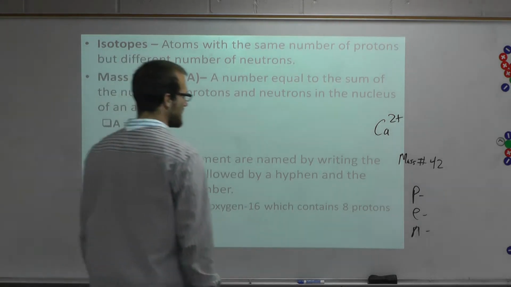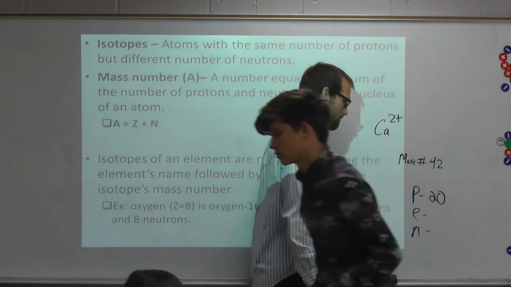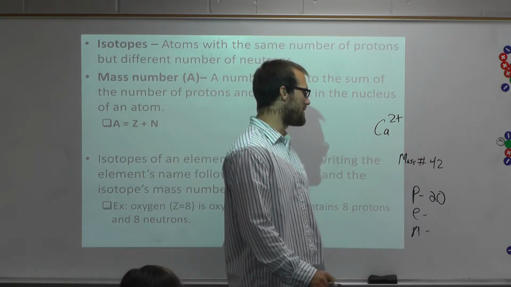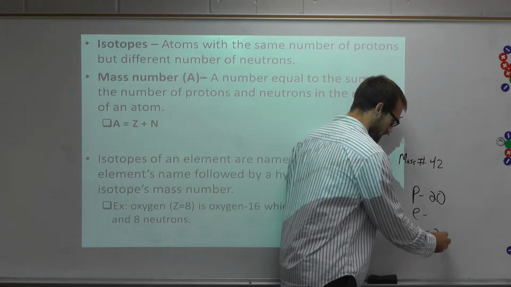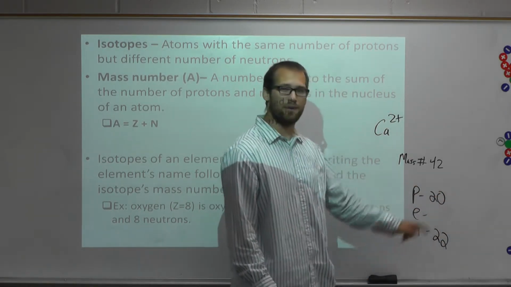Alright, protons should be easy. Answer is 20. The other two are not quite as easy. Neutrons are probably the next easiest. 22. Why? Because you have to subtract 20 from 42. These two should add up to get the mass number, right?